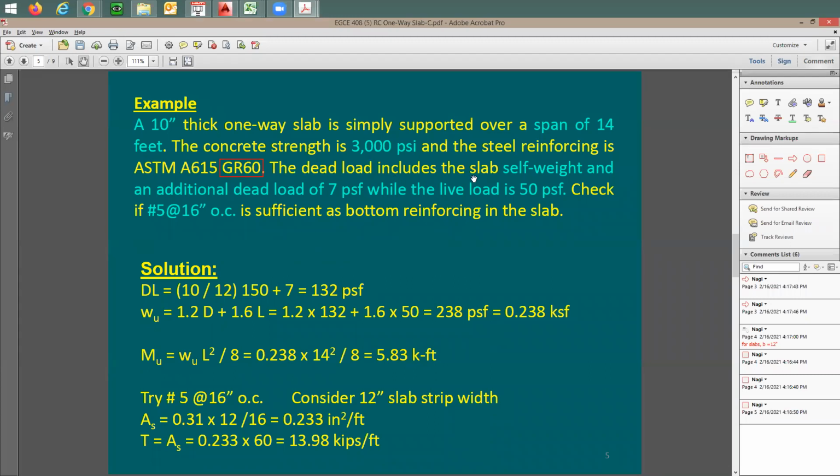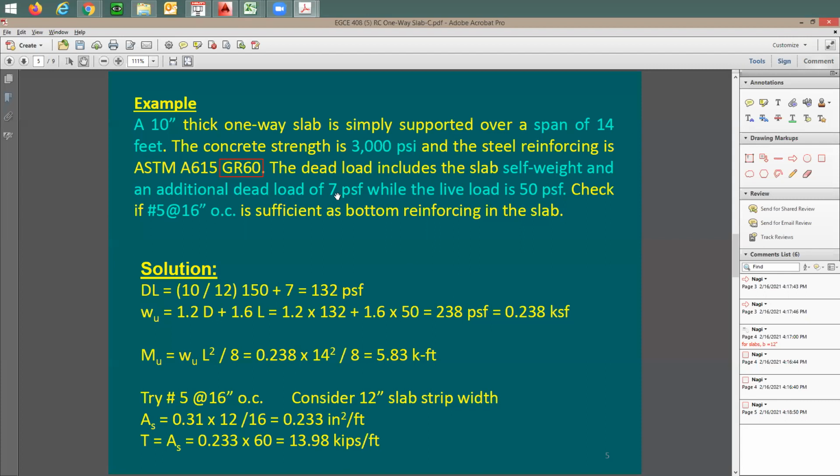Dead load includes the slab self weight and additional dead load of 7 psf. So what does it mean? Now we need to understand what this slab is designed for. I'm going to have two components, dead load and live load. Usually dead load is going to be the self weight plus some additional dead load. Self weight means the slab thickness, the weight of the slab itself. And the additional dead load, it says here 7 psf.